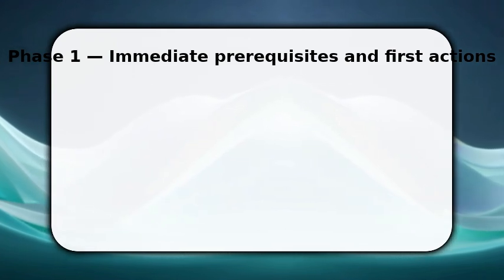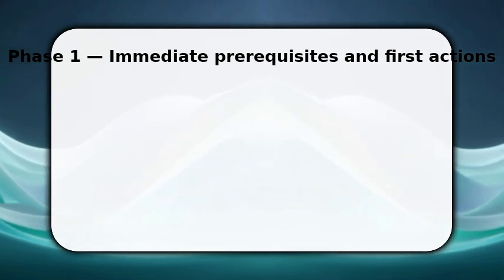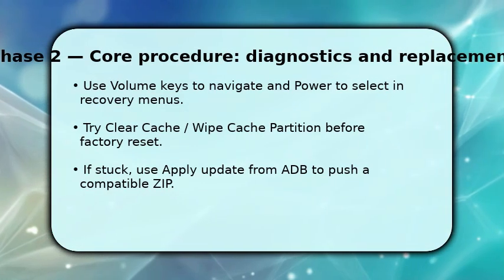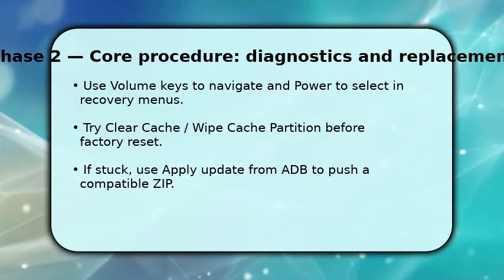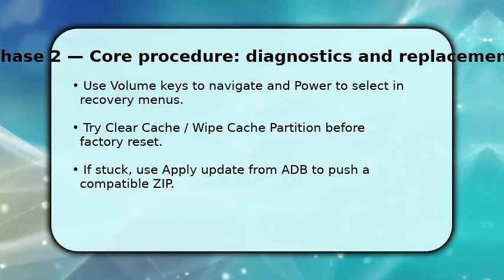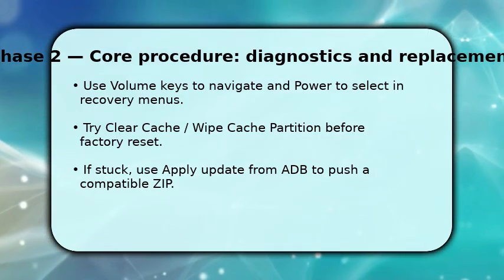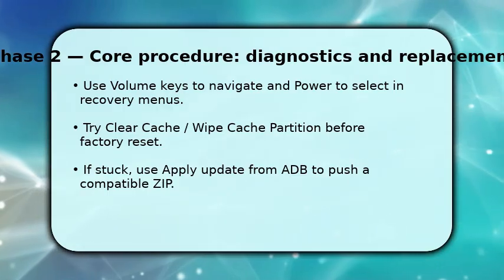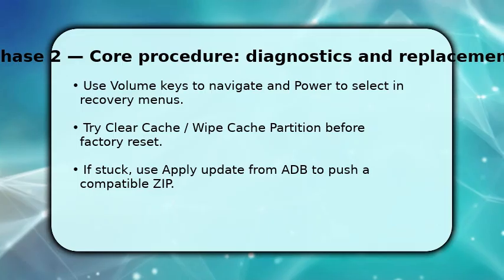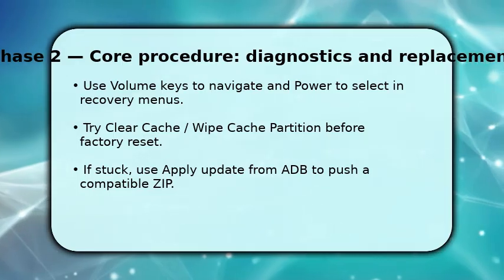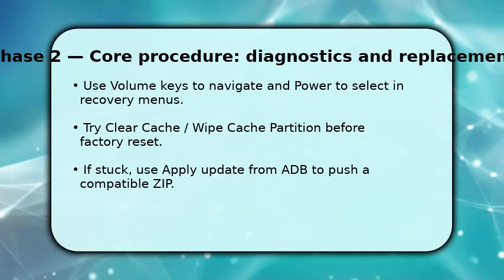Now you'll navigate the recovery menu. Use volume keys to move and power to confirm. First, try Wipe Cache Partition to remove temporary files without losing data. This often fixes boot loops. If issues persist, consider Apply Update from ADB to install an official firmware ZIP. This repairs system files while keeping some data. Make sure the package matches your exact model.